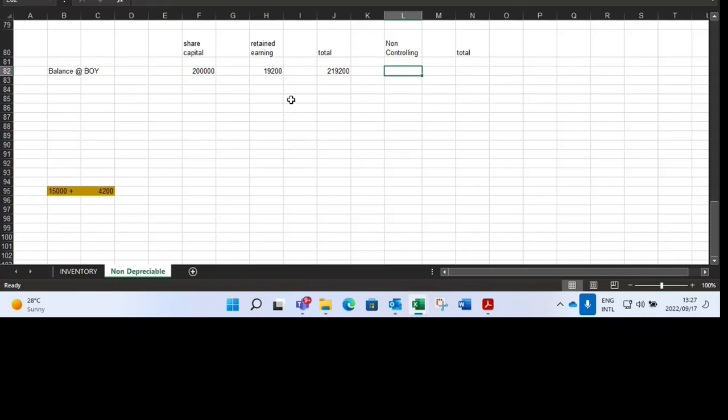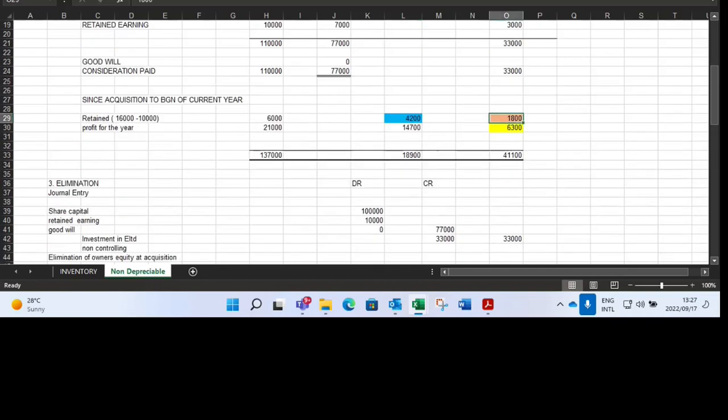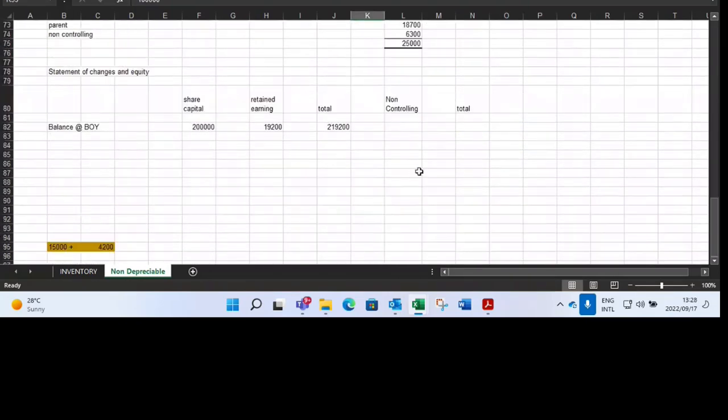Then we add the two, then they will give us 19,200. Then we add the two, this plus this, they give us 219. So the non-controlling part, that profit at the beginning, it was sitting as 1,800. You remember? Whatever happened at acquisition plus what happened now, when you add the two, they will give you 34,800. So you take that 34,800, you plug it here. Then the total will be this plus this, then 254.